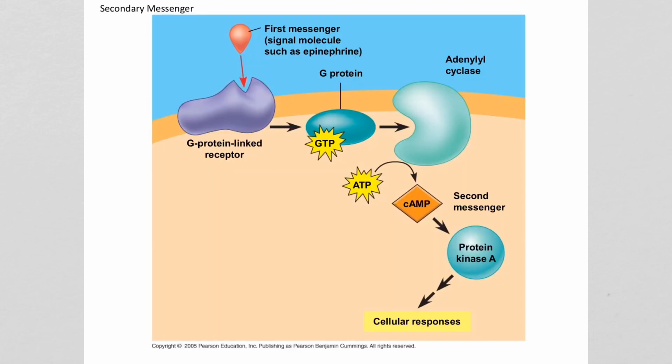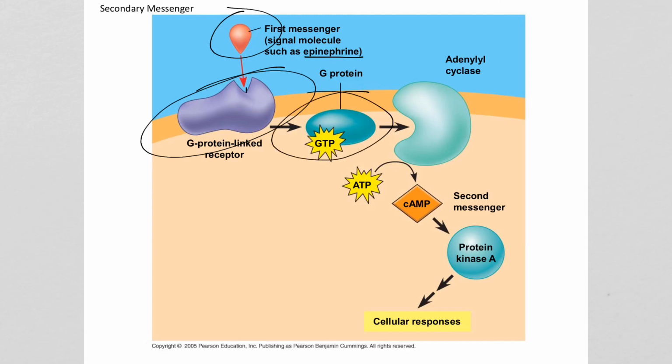Here we see a little bit more about secondary messengers. So again, here's our G protein linked receptor. Our signal, our ligand, in this case epinephrine or adrenaline, binds in. It causes the alpha subunit, sometimes you're going to see it called the G protein, to get GTP associated with it. It slides down the membrane, phosphorylates and activates adenylyl cyclase.